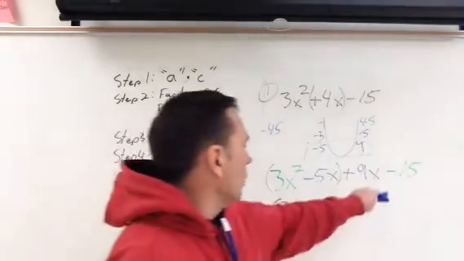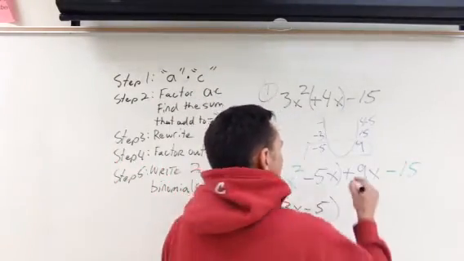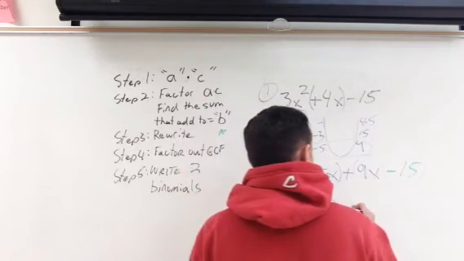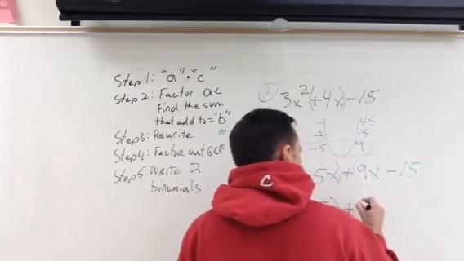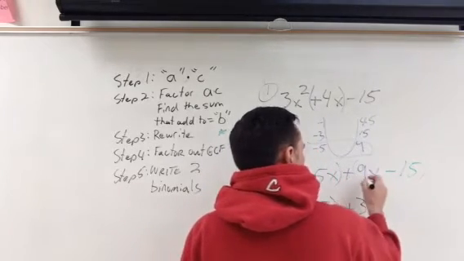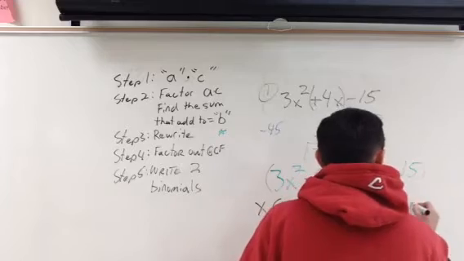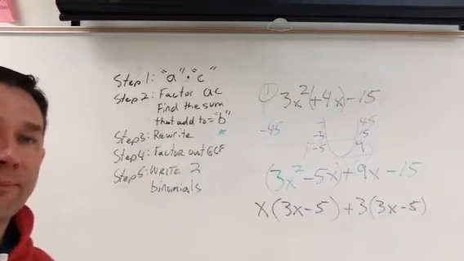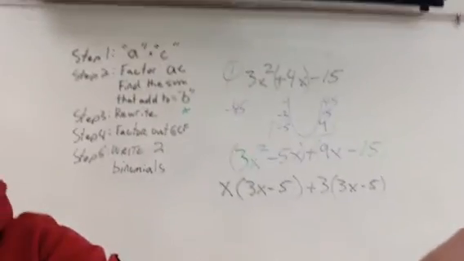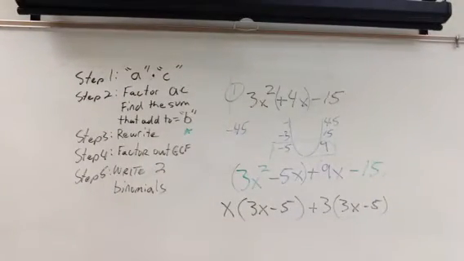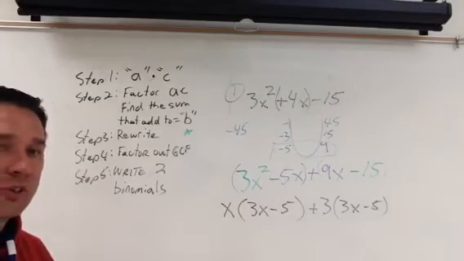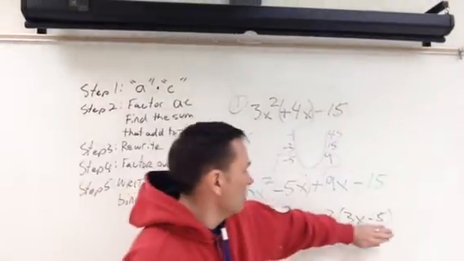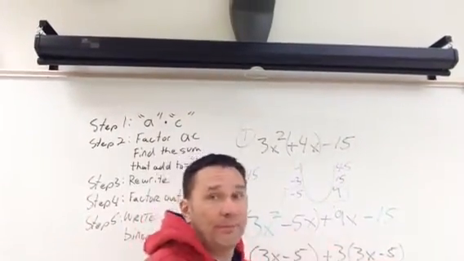Over here, what can we factor out of 9x and minus 15? I can factor out a 3 here. So again, this is a plus sign here, becomes plus 3, and this becomes 3x minus 5. Now I want you to look at this for a minute. What do you notice? Hopefully you notice that this is 3x minus 5 along with this 3x minus 5.